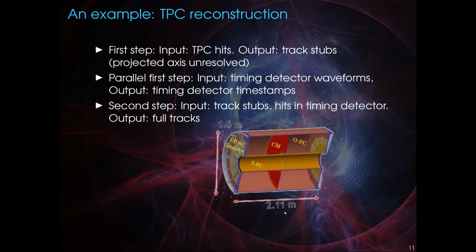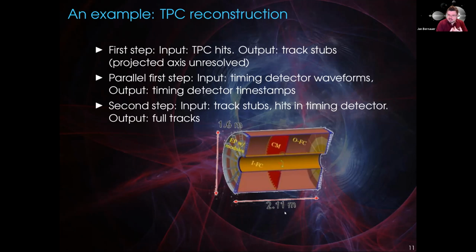Right? And parallel to that, you have a different detector which gives you timing. So maybe waveforms from an ADC, and the output of that would be timing detector timestamps. And then the second step, because the other ones are parallel, would take the outputs of these two, combine them, and get full tracks out.